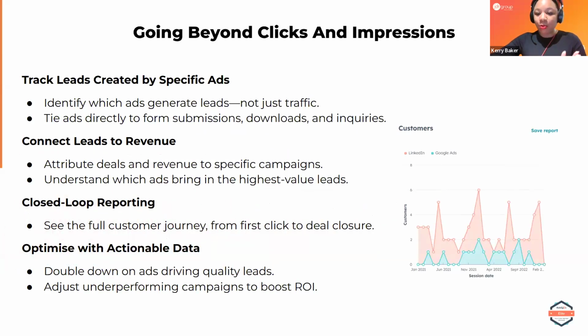So here's an example of a diagram, a report that you can get in HubSpot. This shows obviously that LinkedIn is definitely outperforming the Google Ads side of things, and they're getting a lot more customers back from LinkedIn. So this is the kind of data that you can expect to see within HubSpot's ad reporting. Did anybody have any questions there?